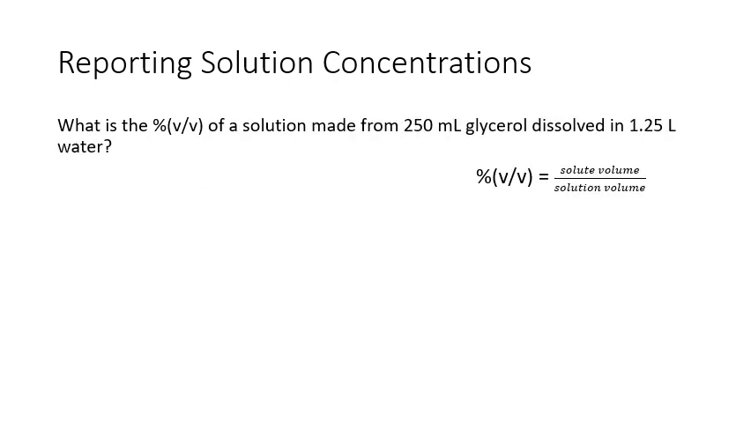And then the final type of way of reporting concentrations by percent is by volume. What percent of the volume is made of solute, and what percent of the volume is made of solution total? That would be both the volume of the solvent and the volume of the solute making up the total solution volume. And this is more frequently used when you have two liquids that are being mixed together.